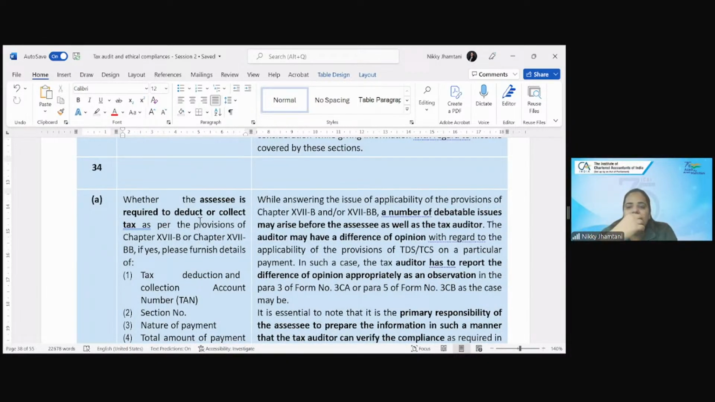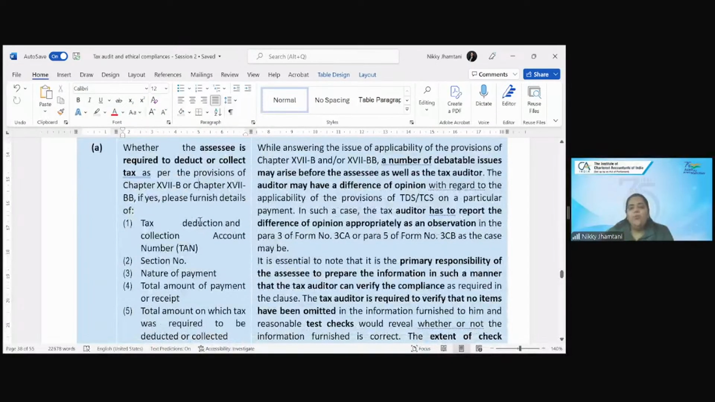So, while answering the issue of applicability of the provisions of 17B and 17BB, a number of debatable issues may arise before the assessee as well as the tax auditor. The auditor may have a difference of opinion with regard to the applicability of the provisions of TDS or TCS on a particular payment. In such a case, the tax auditor has to report the difference of opinion appropriately as an observation in para 3 of 3CA or para 5 of 3CB.